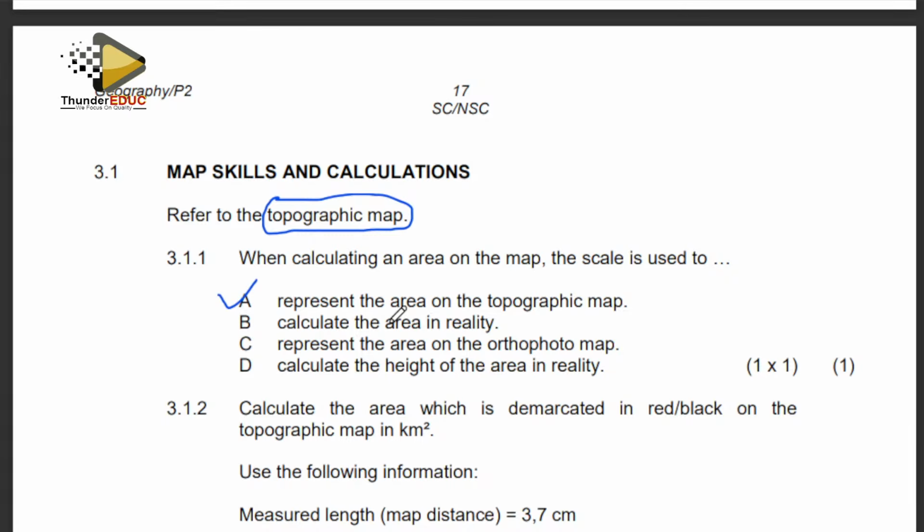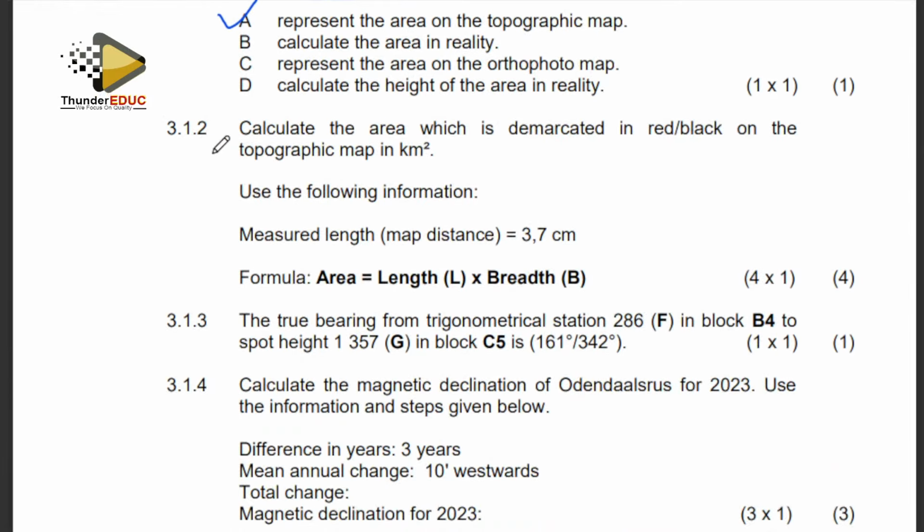So the right answer there is A. Okay. We go to the next question. The next question says 3.12.